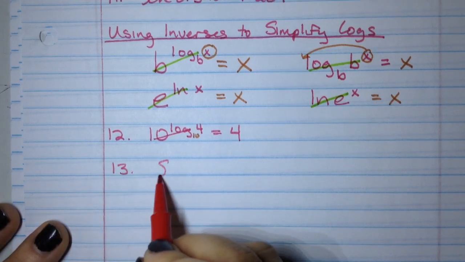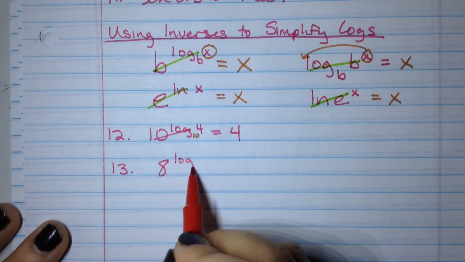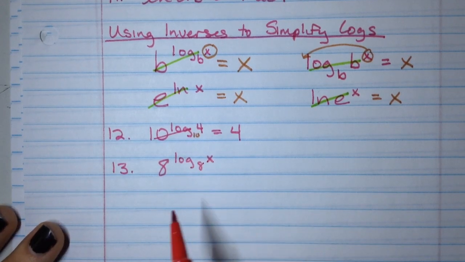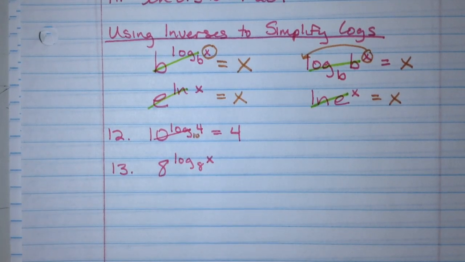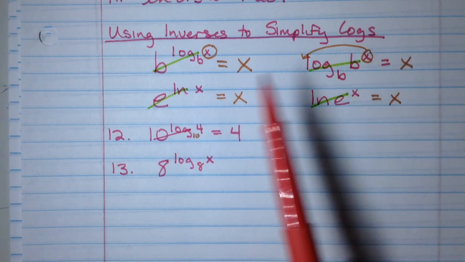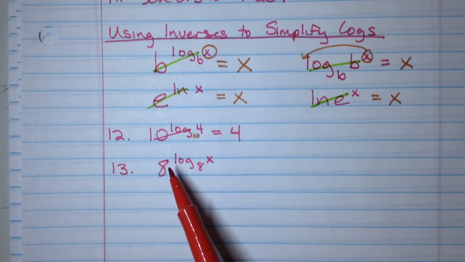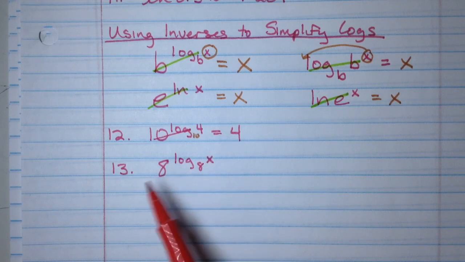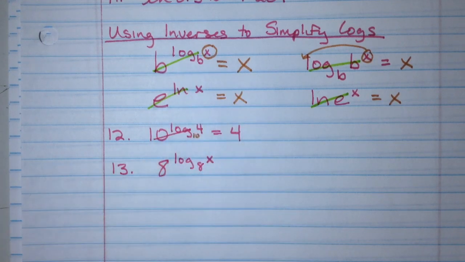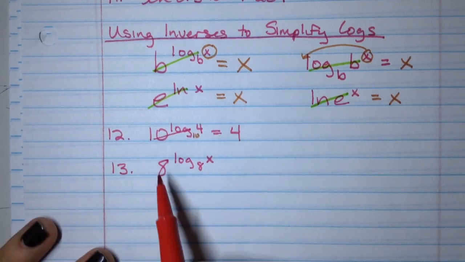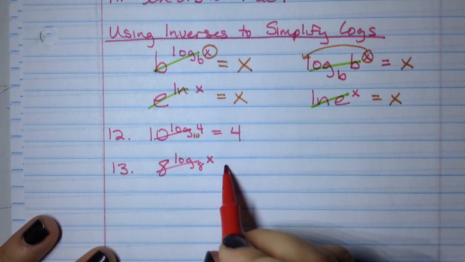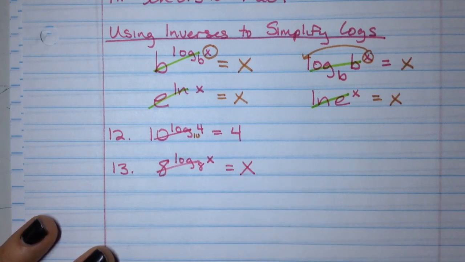Let's say we have 8 raised to the log base 8 of x. Okay, this is this rule right here. The base and the little number, so what's being raised to a power and the little number here, are the same. So they cross out. They cross out, and I'm left with just that other number, x.